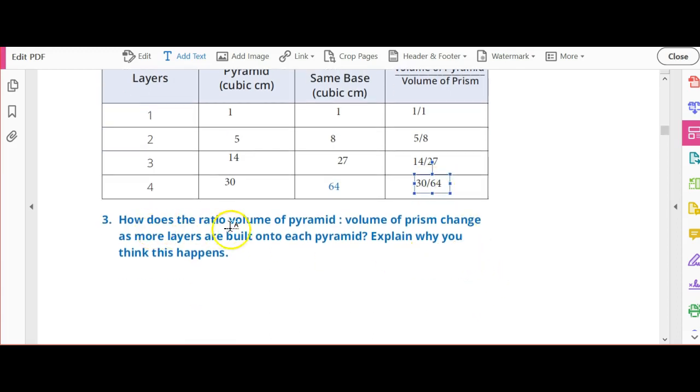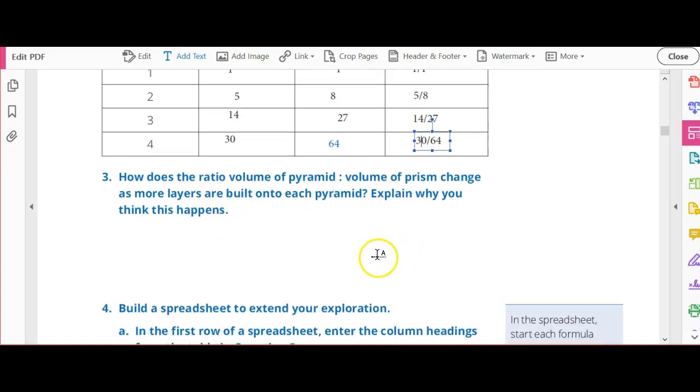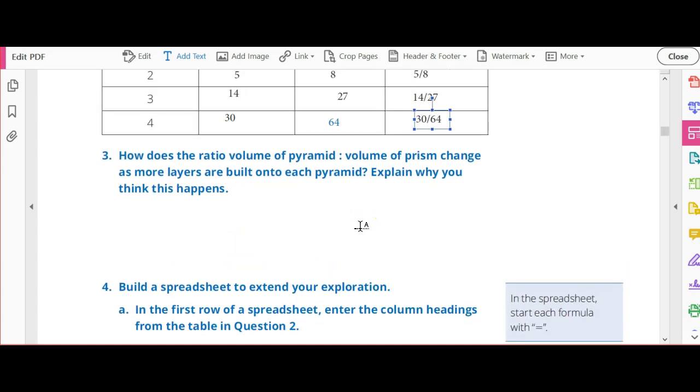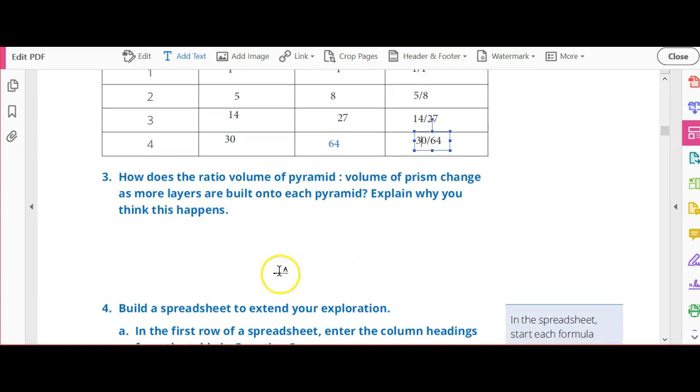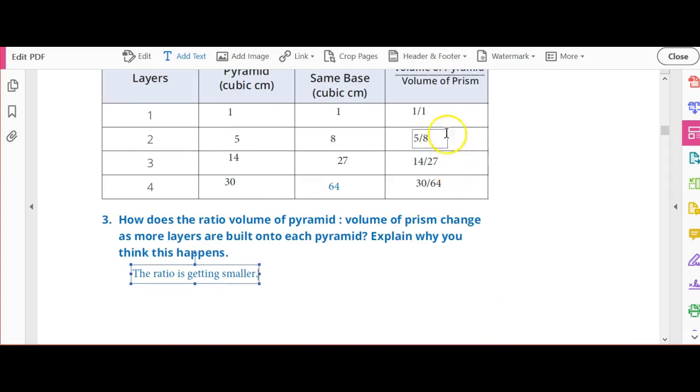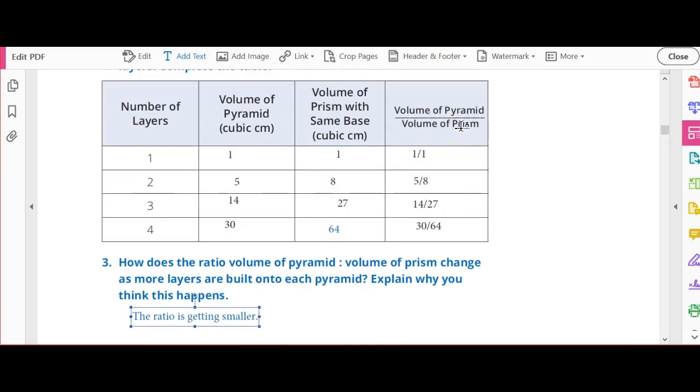Okay, it says, how does the ratio volume of pyramid to volume of prism change as more layers are built onto each pyramid? And so what happens is the ratio is getting smaller. Okay, so the ratio is getting smaller. I'm not sure if that's what's supposed to be happening here. I wonder if I'm answering this question the way they mean for me to answer it. So let's just check again.